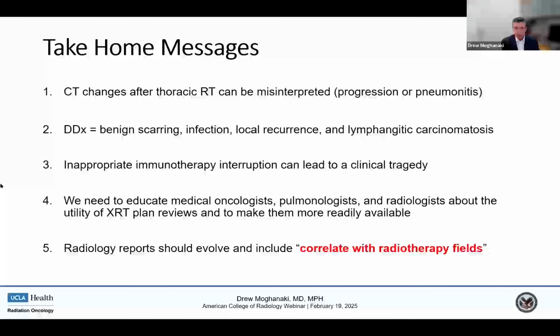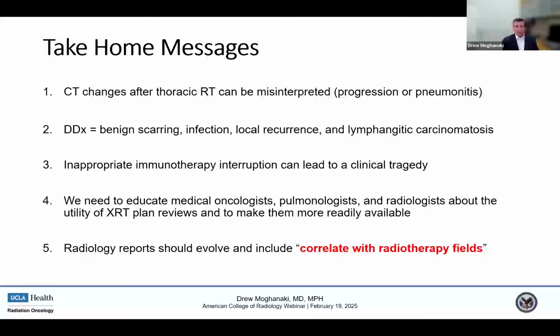So my take-home messages are the following. We know CT changes are common, and unfortunately, they can be misinterpreted as either progression or pneumonitis. We have to always remember a differential diagnosis. It could be just benign scarring. However, it could also be infection. We have to think about local recurrence all the time. And we have to be aware this actually could be masquerading as lymphangitic carcinomatosis. So close surveillance is crucial.